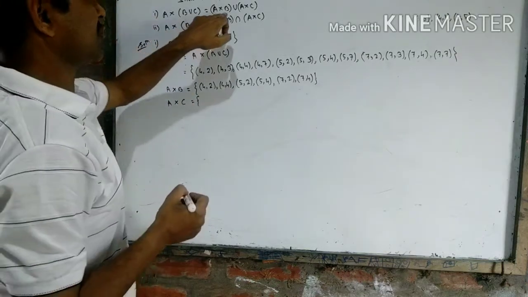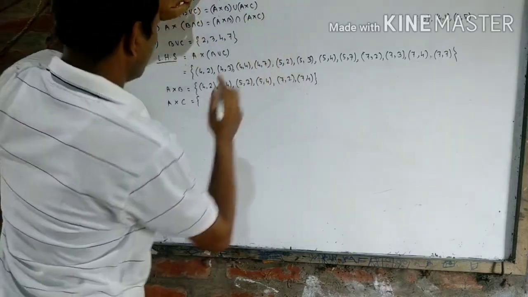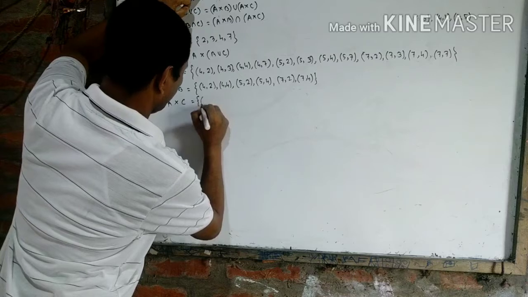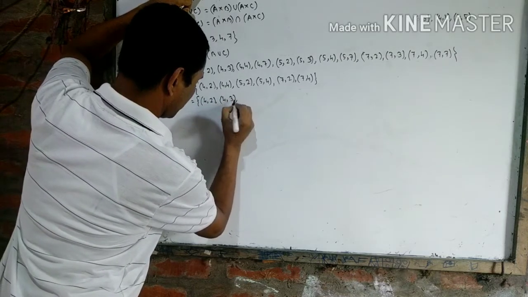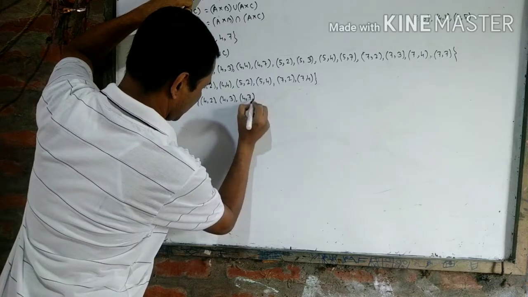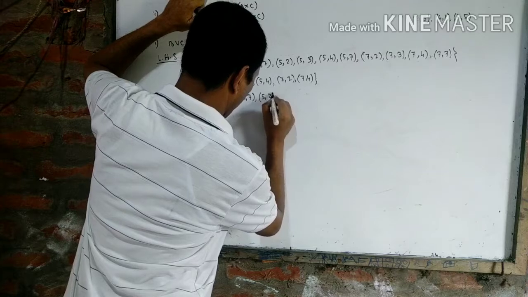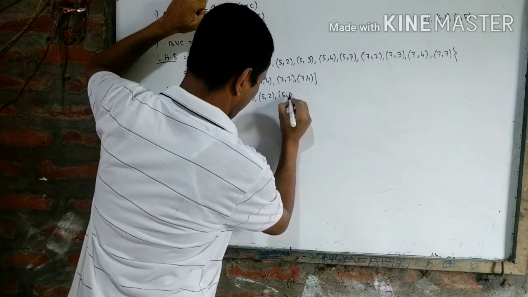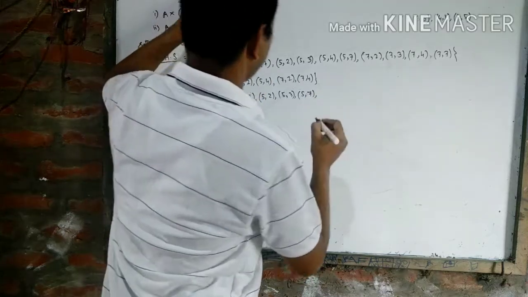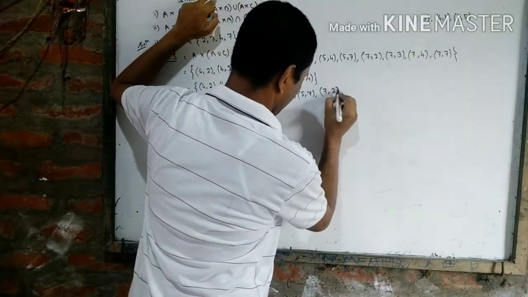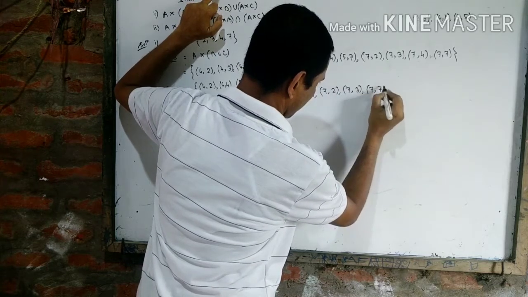On the right hand side there is A cross B union A cross C. This is A and this is C. So (4, 2), (4, 3), (4, 7). Then (5, 2), (5, 3), (5, 7). Then (7, 2), (7, 3), (7, 7).